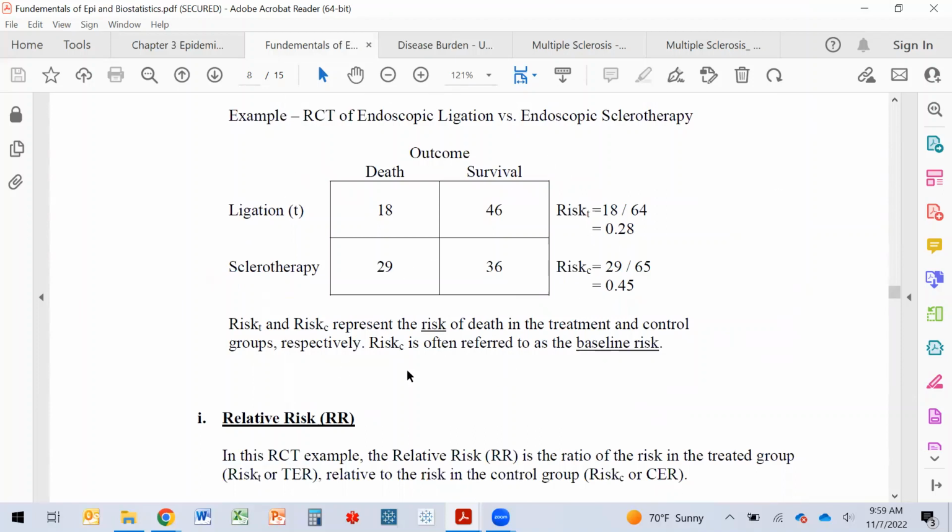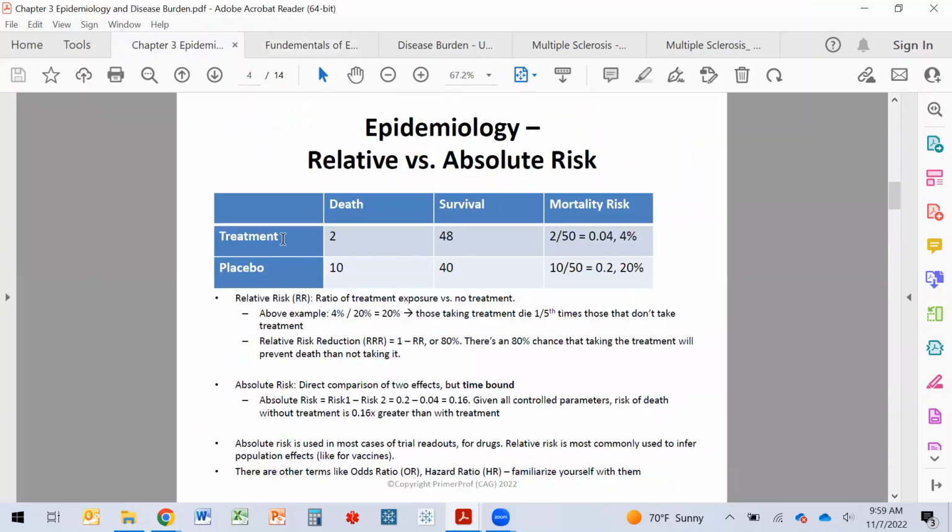We'll take an adjustment of this table to understand the difference between relative and absolute risk. This table is split into deaths and survival and mortality risk of a treatment versus a placebo. In the treatment, you have 2 deaths and 48 people survive. So the mortality risk is 2 divided by 50, or 0.04, or 4%. Placebo has 10 deaths, survival as 40 out of 50 patients. And so the mortality risk is 0.2 or 20%.